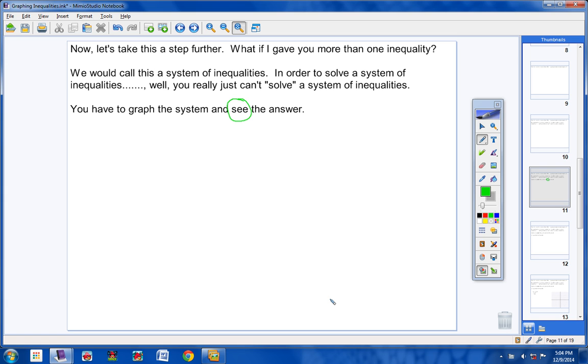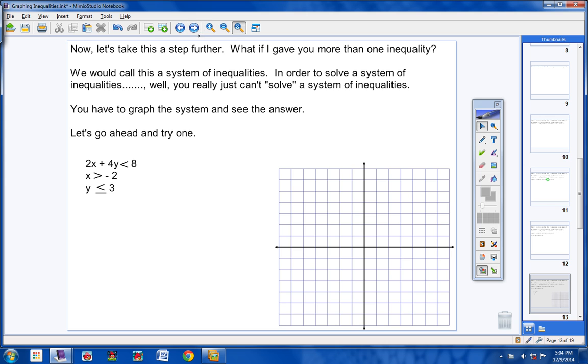So because you have to see the answer, students, let's do this. Hold on one second here. Let's go ahead and try one of these and see what to do, okay? So I'm going to wait a minute here. I need you to copy down this inequality system and then copy down a coordinate plane. I'll give you a minute to do that.